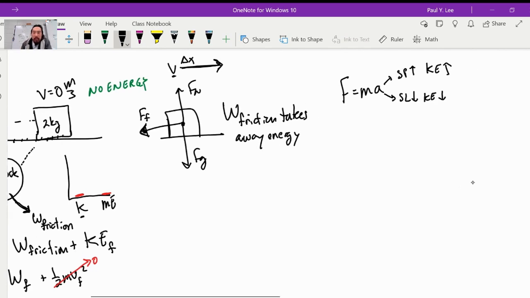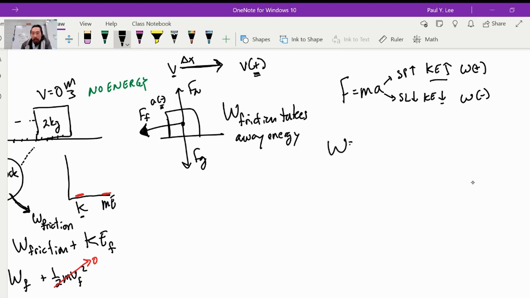So if your kinetic energy is increasing, that means your work has to be positive. If your kinetic energy is decreasing, that means your work has to be negative. And so if we're moving to the right, so a positive velocity, but our acceleration is to the left, so our acceleration is negative, positive velocity, negative acceleration, here we have a slowing down situation. And so because we're slowing down, our work, therefore, is negative.